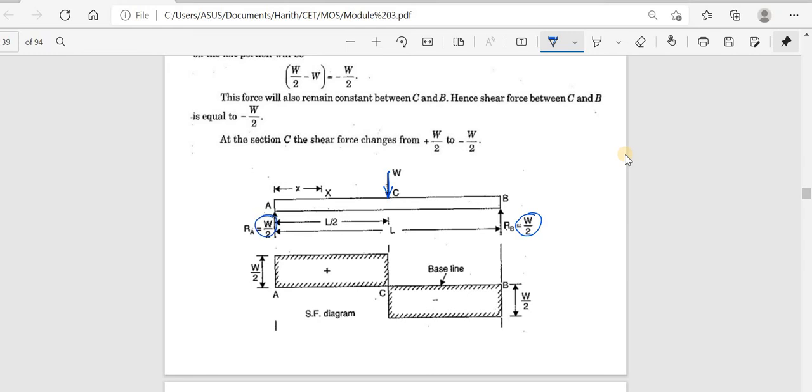So I am starting from this end. I can draw like this, W by 2. It will be constant up to this point. Again a load W is acting, so it will be W by 2 minus W, that is minus W by 2, and likewise it will reach here. So this is the shear force diagram with a central point load.